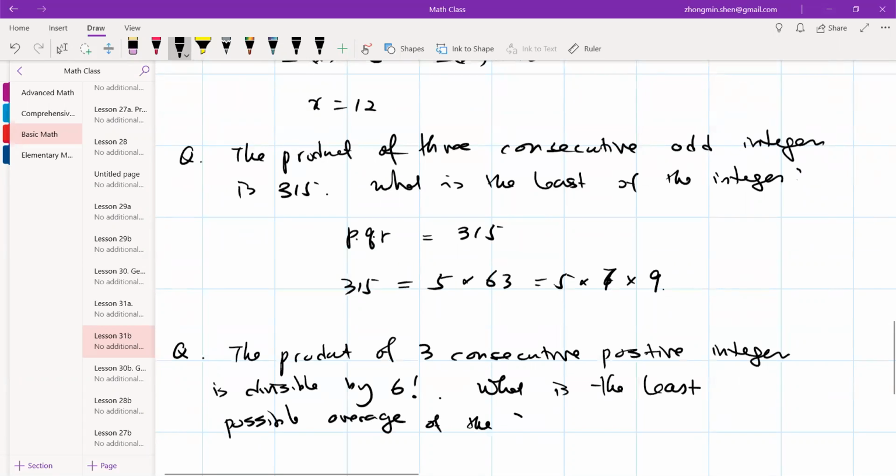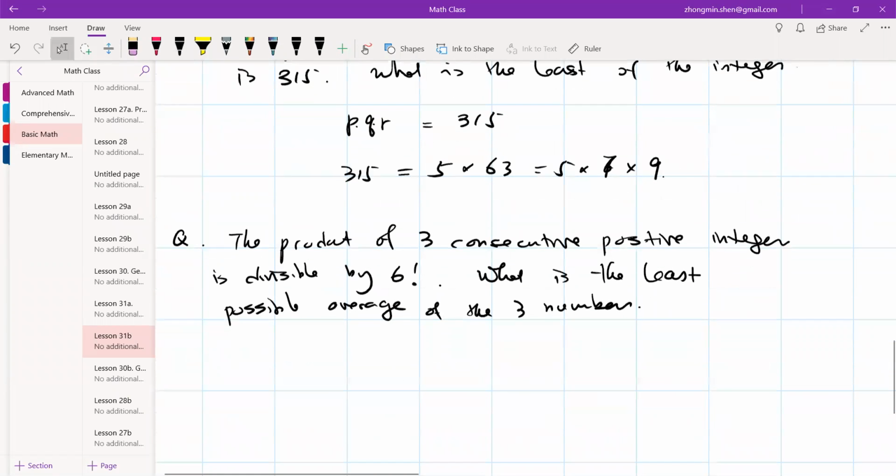of the 3 numbers? Now, when you try to find the average of 3 numbers, these are consecutive integers. So you can write them down in this form. Consecutive integers, 3. So actually the average is the number in the middle. The average of them is nothing but the n. Okay, so n is the average value. So all you need to do is just find the middle number.